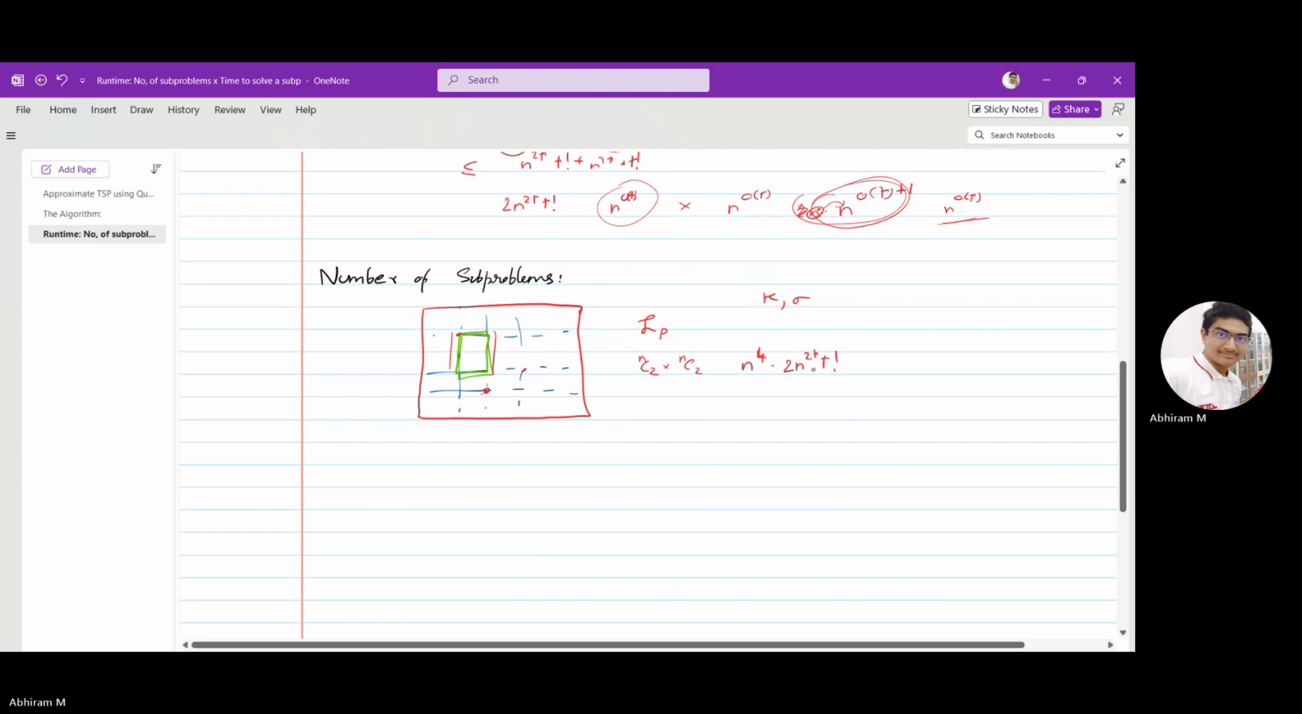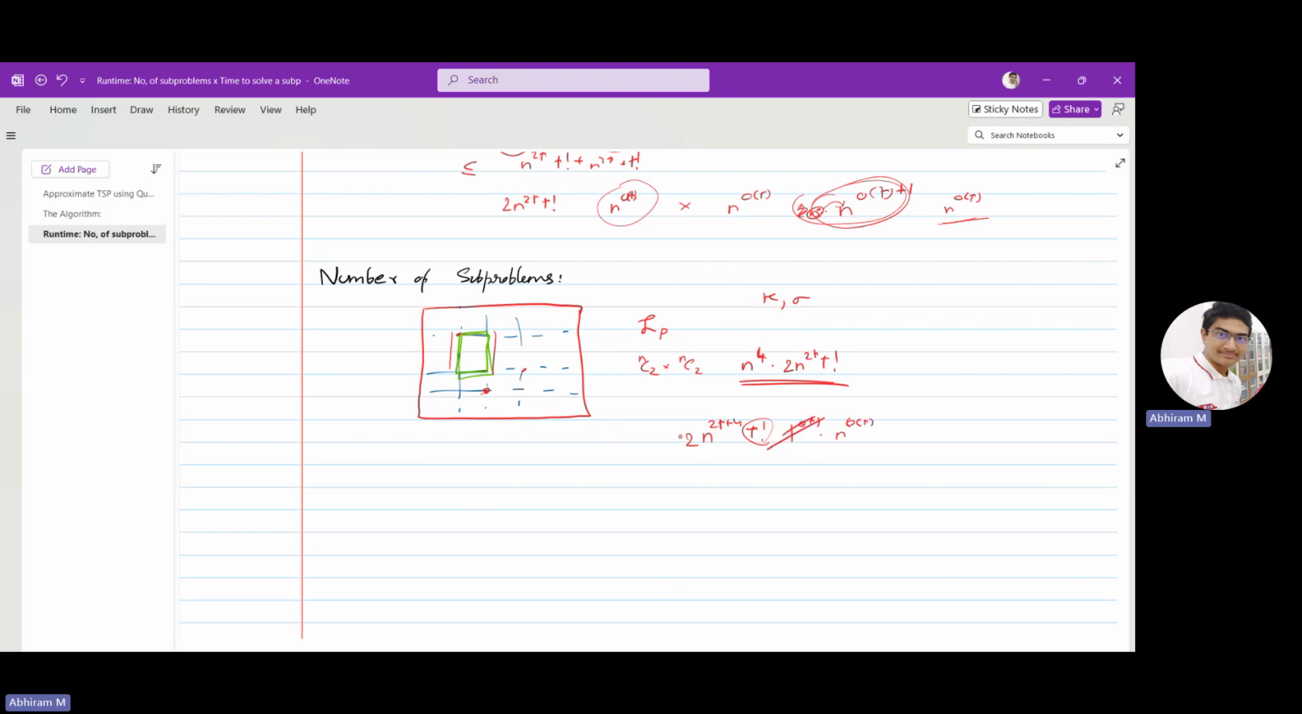T factorial. So this is the total number of subproblems that exist. And okay, it's easy to show that this is also n to the power 2t. Let's just do that. So you get 2 n to the power 2t plus 4 t factorial. T factorial is t to the power O of t, and this is also n to the power O of t. Also, we are assuming that t is a constant. So this is really also a constant, and this is also a constant. The whole point is, yes, the number of subproblems is also n to the power of t.